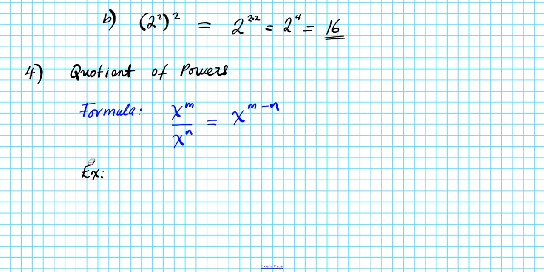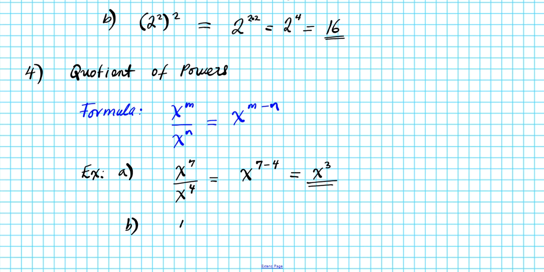Let's start out with an algebraic example. What if we have x to the 7th power divided by x to the 4th power? According to the quotient of powers property, when you're dividing two exponents of the same base, you subtract the powers. 7 minus 4. Okay, and then we're going to end up with x to the third power as your final result.